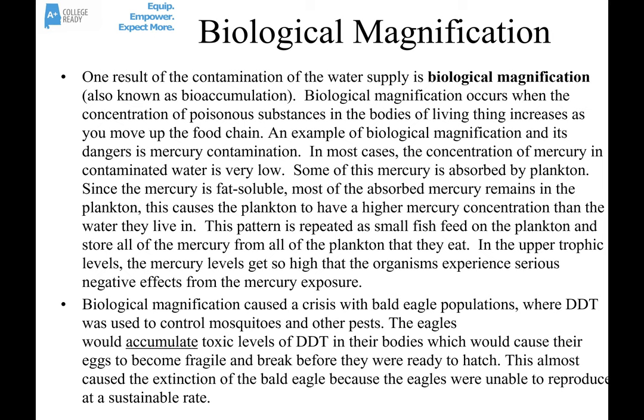Well, that continues all the way up the food chain until the things in the upper trophic levels end up with mercury levels that are so high that they become dangerous and they can cause some serious side effects. That's why fish like tuna, for example, oftentimes have very high mercury concentrations in them, because they're up near the top of the food chain. They're very big predatory fish.